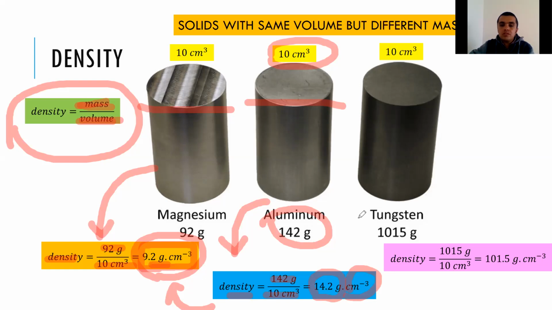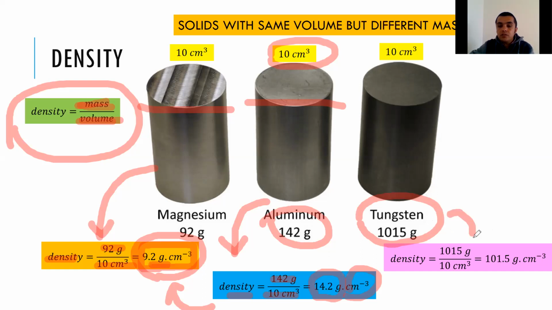Okay, what about the last one? It is tungsten. We use it for light bulbs. There's a metal in the light bulbs that glows. As you can see, it has higher density. How do I know? They have the same volume and the higher mass. When you compare with the others, it's almost 10 times and more than the other ones.